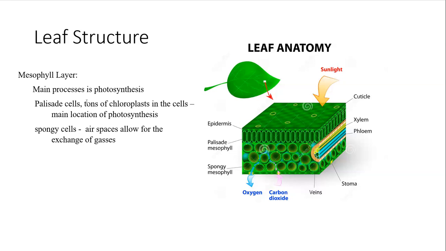Now, below the epidermis, if we're going from the top down, okay, we have the cuticle, the epidermal layer, those are cells, and then we have a mesophyll layer. Okay, from here to here is the mesophyll layer.